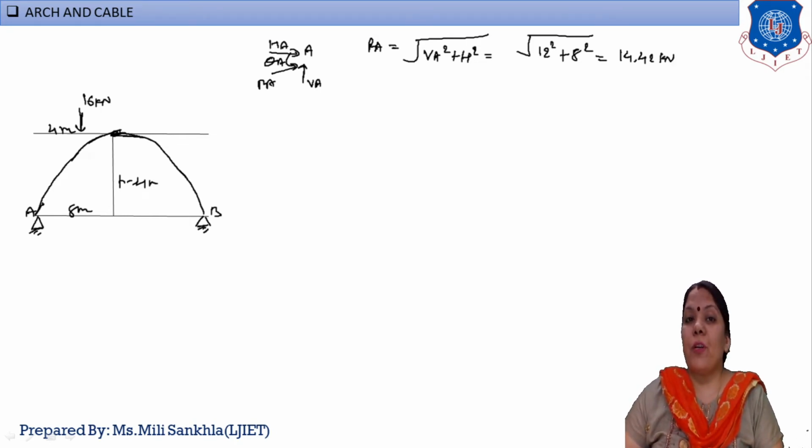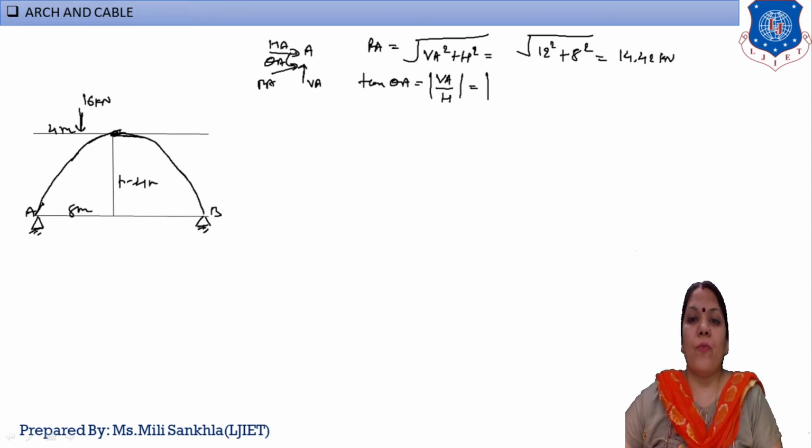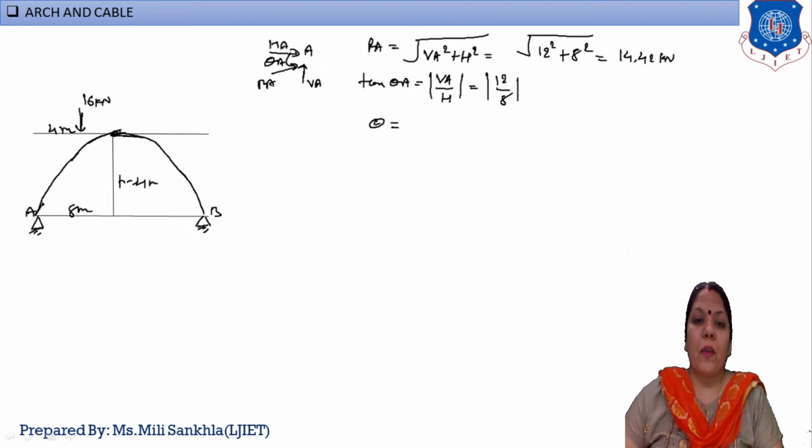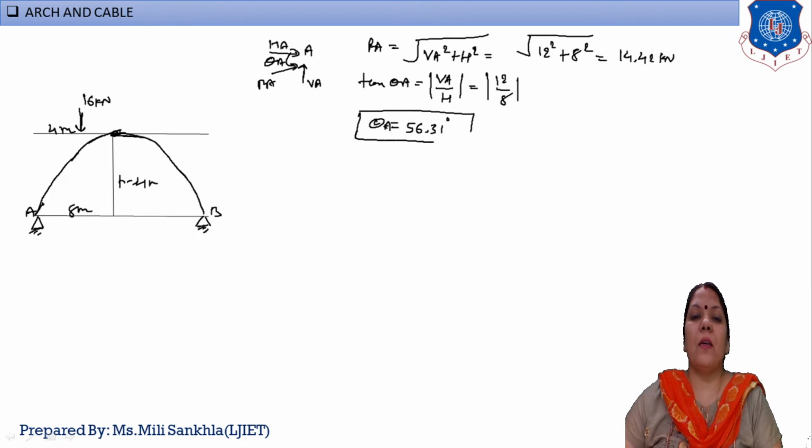Then we find out theta A, mentioned here, tan theta A is equal to mod of VA by H. Okay, now mod of VA, that means 12 by 8. And my value of this theta A is equal to 56.31 degree. Okay, this is my value of theta. And now we find out theta B.